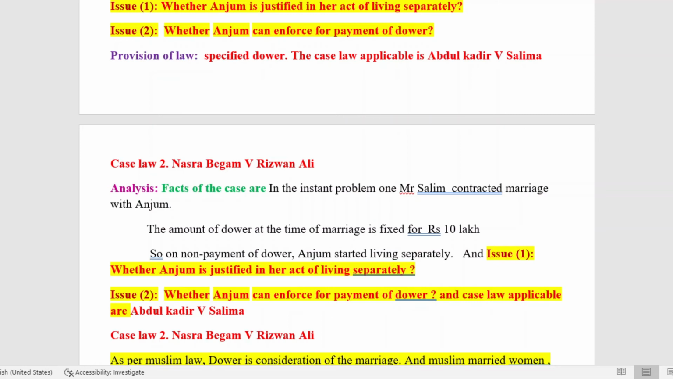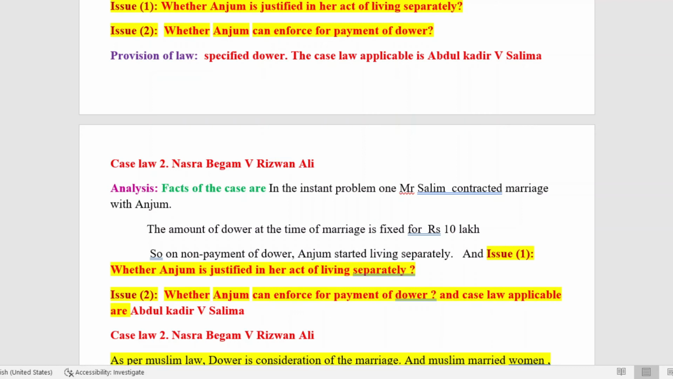So there are so many aspects as lifted by the defendant. That means, firstly, there was already a pronouncement of divorce, non-payment of dower and manifestation of cruelty. So all these aspects have been highlighted in the case, but the court has considered only the non-payment of dower.